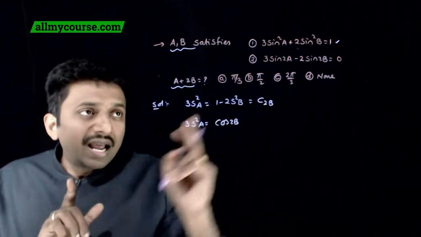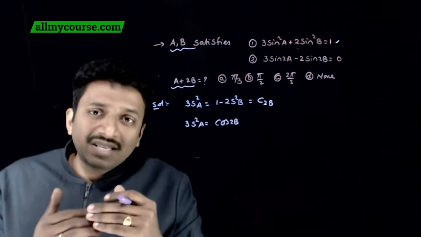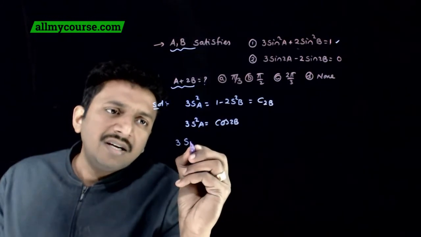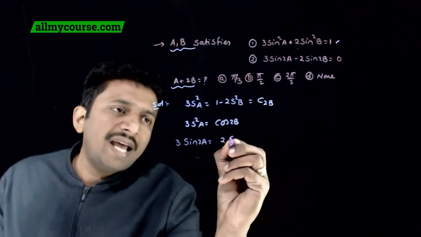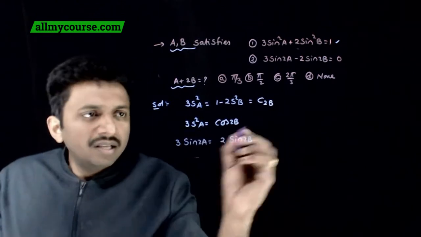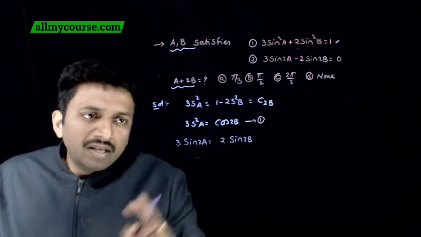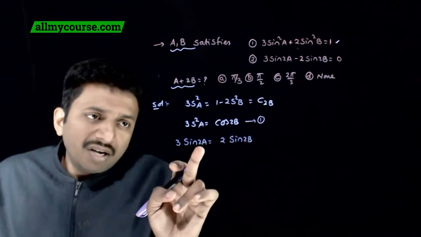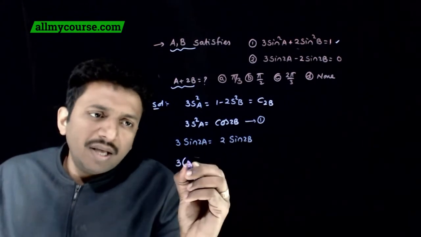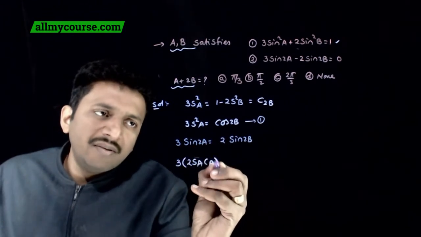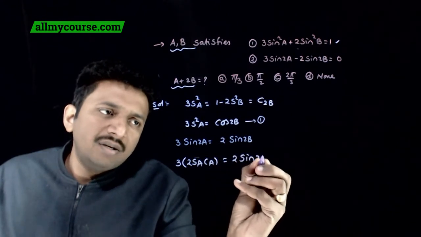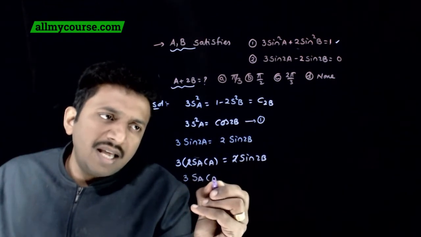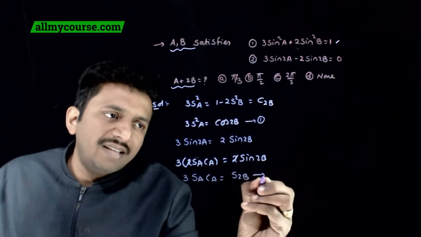Now I'll try to use the second information and see whether some simplification comes. So the second information is 3 times sine 2A is equal to 2 times sine 2B. So this is the first equation. So 3 sine 2A is equal to 2 sine 2B. I'll leave 2B as such. I'll convert 2A. So 3 times sine 2A is nothing but 2 sine A cos A is equal to 2 sine 2B. So the 2 gets cancelled. So 3 sine A cos A is equal to sine of 2B. I'll take this as my second equation.